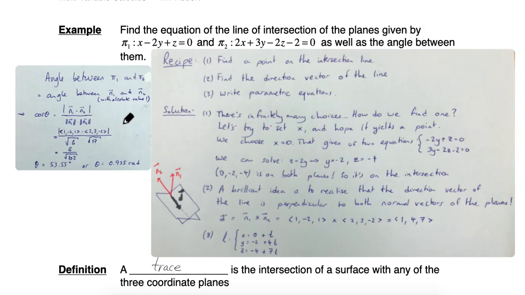So here's the calculation, and careful, we need to have absolute values. We know n1 is (1, -2, 1). It's amazingly easy to find a normal vector to a plane. n2 is (2, 3, -2), extremely easy. And therefore, we can just plug everything into the formula for cosine theta, and there we go. Cosine theta equals 6 over root 102, which yields an angle of 53 degrees or 0.935 radians.